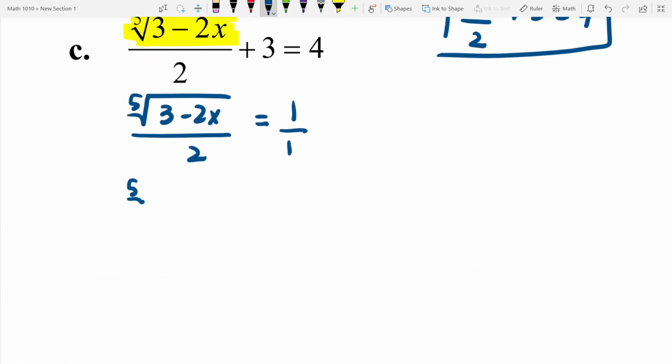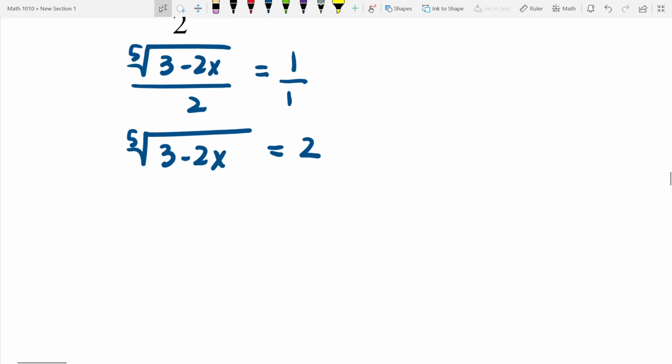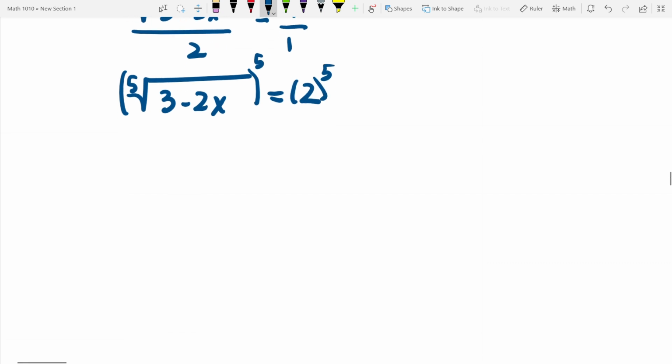So if you cross multiply, you get the fifth root of 3 minus 2x is equal to, multiply the other way, 1 times 2 is 2. Okay, I'm just going to leave it at that. Now I need to get rid of that fifth root, so I'm going to raise to the fifth power. I don't have to put parentheses around the 2 on the right-hand side because it's not a negative.